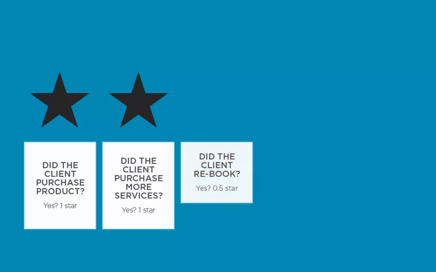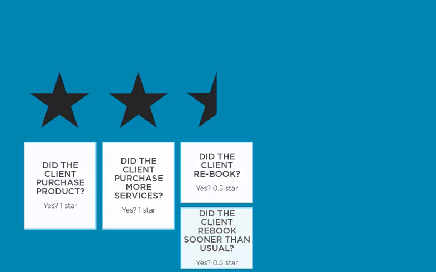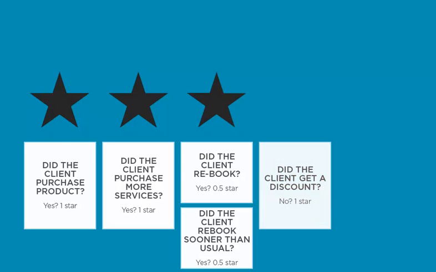Did the client rebook? If they did, they receive half a star. Did the client rebook sooner than they usually do, based on the average rebooking period that is calculated by Shortcuts Live? If yes, they receive half a star. Did the client receive a discount? If they did not, they receive 1 star.